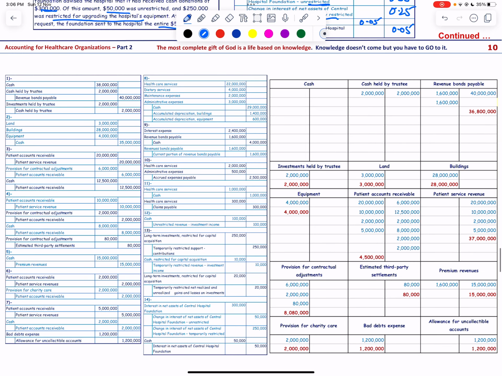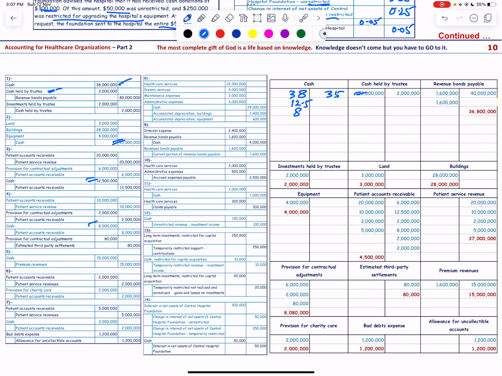Now obviously at this level of learning, you know very well how to prepare the T account, so I am just going to show you one. You can see that we have cash, and cash over here is 38 million. Then we have cash held by trustee. Obviously we are not going to record it with the cash, we are going to have a separate account for that. Then look at what other cash we have. You can see that there is a payment of 35 million. Then we have 12 million and 500,000. What else? Then we have cash 8 million.